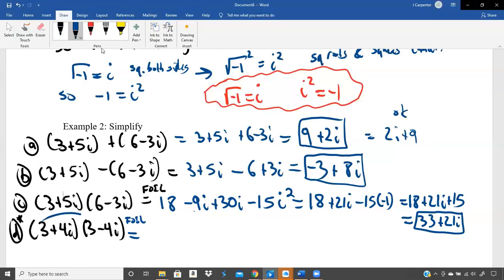So the 3 times the 3 is going to give us a 9. That's the first. The outer, 3 times the negative 4i would give us a negative 12i, so minus 12i. The inner is 4i times 3, which is also 12i, but this time positive for the inner. The last, 4i times negative 4i, would be negative. 4 times negative 4 is negative. 4 times 4 is 16. Then the i times the i gives us i squared.